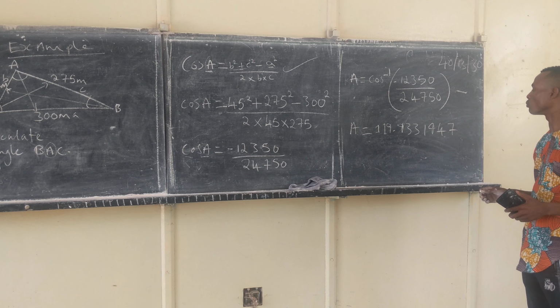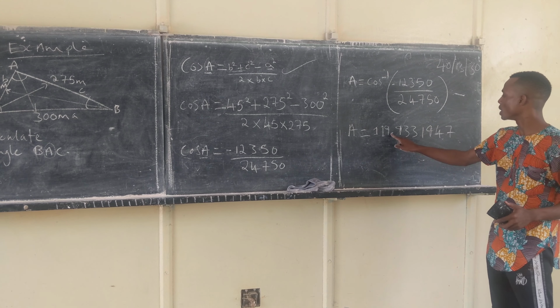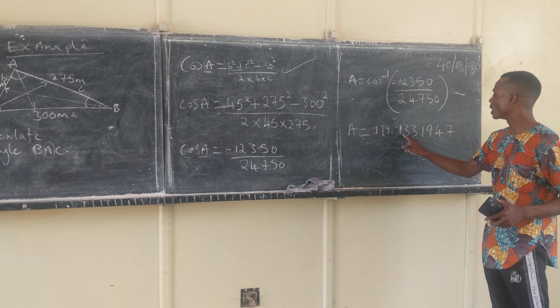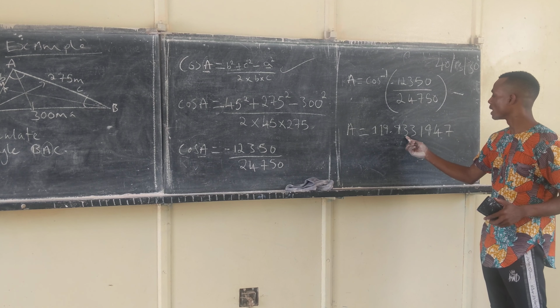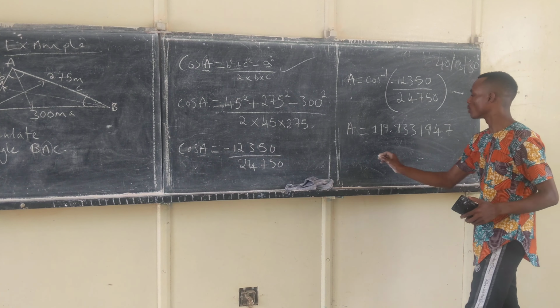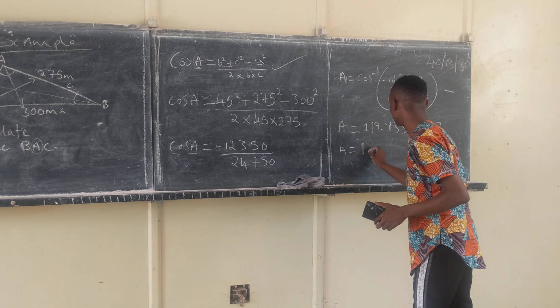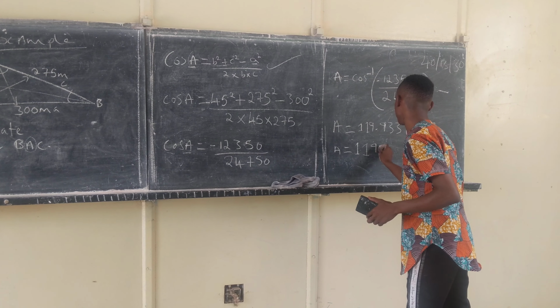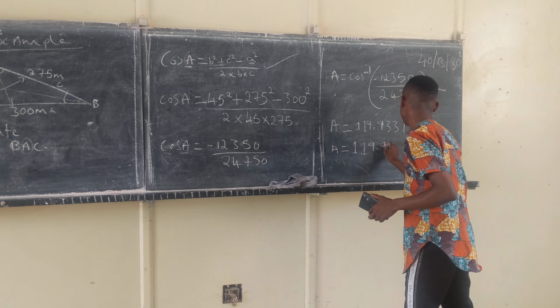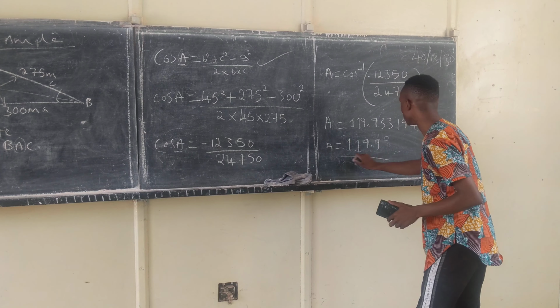Now, since we are finding an angle, and an angle is always measured in degrees, we leave the answer to 1 decimal point. This 9 is the 1 decimal point. What's the next number? It is 3. 3 can't round this one up. So we're going to write our final answer as A is equal to 119.9 degrees. Then you are done.